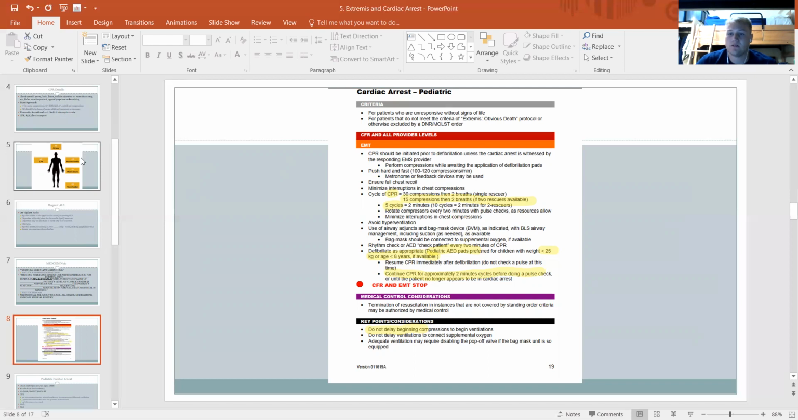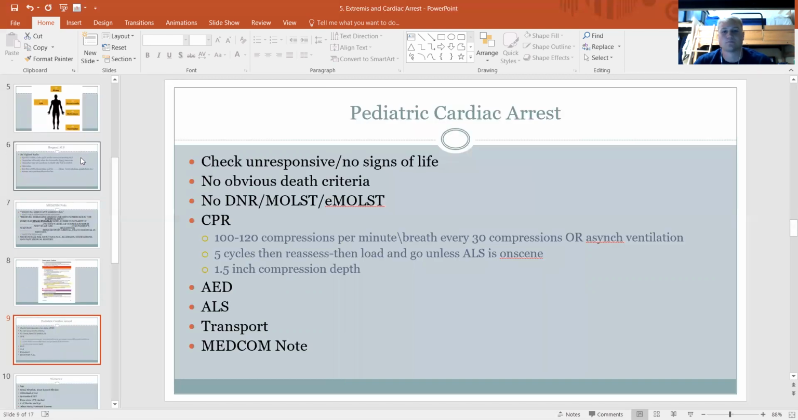So request ALS and transport once they're on scene, unless it's a traumatic arrest, in which case you load and go and then do an ALS intercept en route. Once again, criteria: check unresponsive, no signs of life. CPR, 100 to 120, 5 cycles and reassess, and load and go unless ALS is on scene. 1/2 inch compression depth instead of 2, obviously because pediatric patients are smaller. Make sure the AED gets attached quickly. Make sure you're doing proper breaths with the BVM, using airway adjuncts and suction as necessary. Transport, rapid transport, and then MedCom note always.